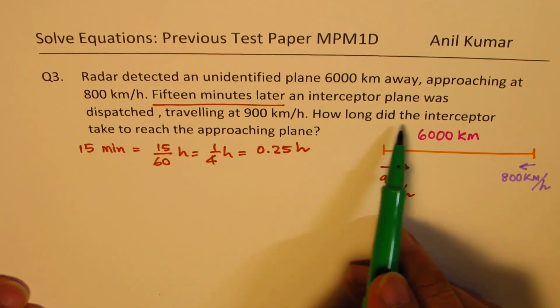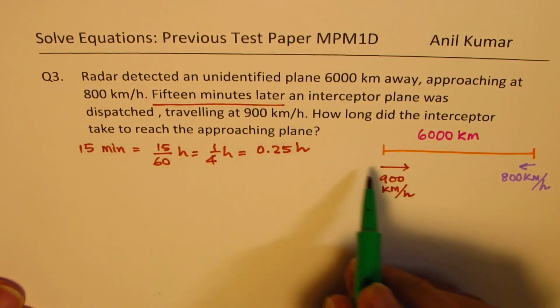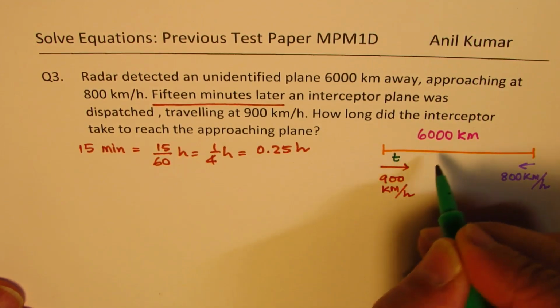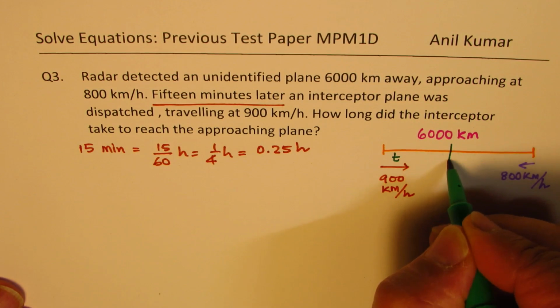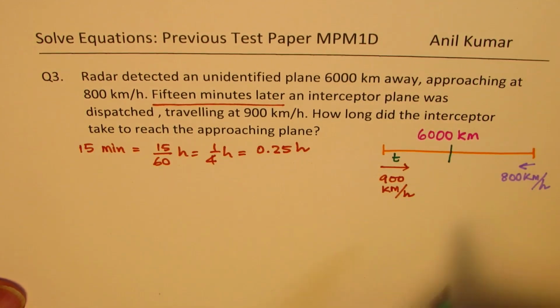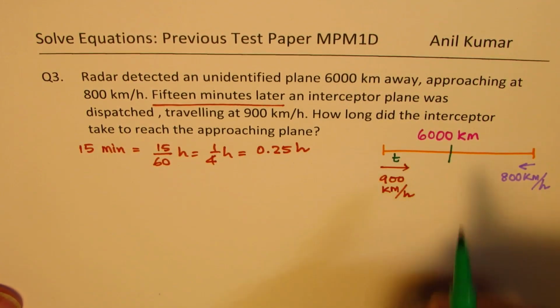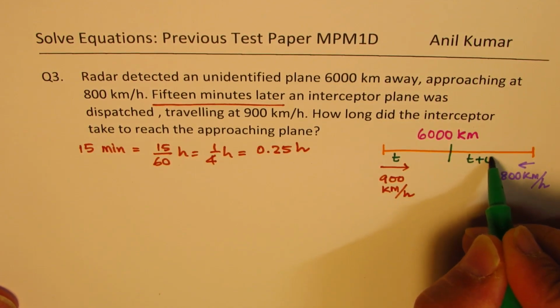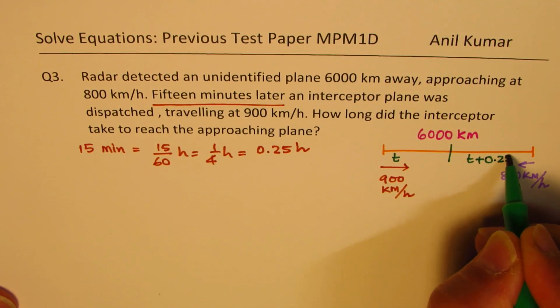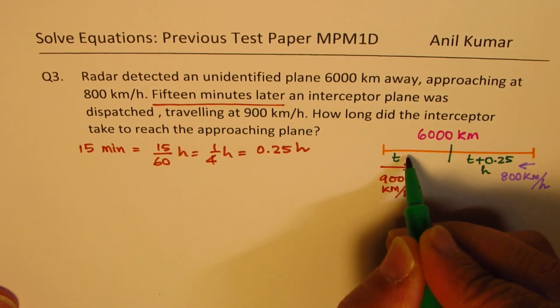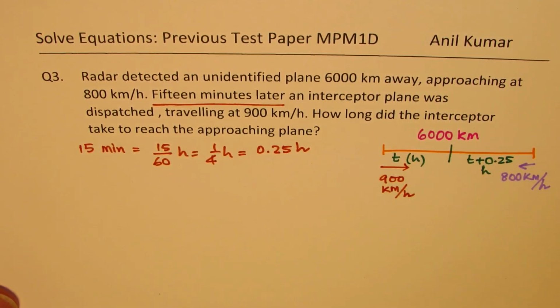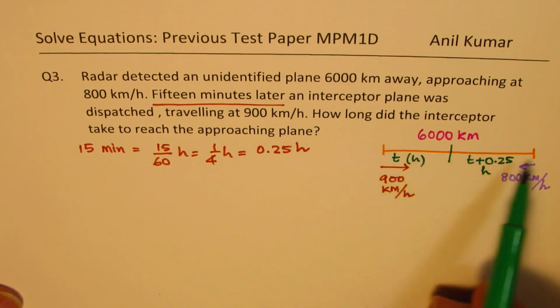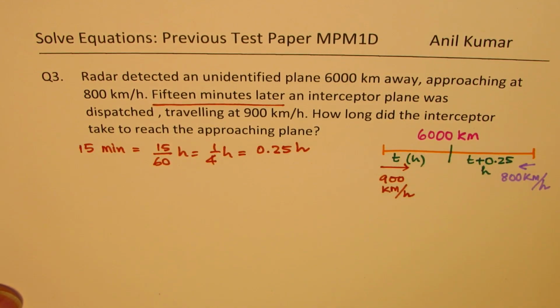How long did the interceptor take? So let's say interceptor took t time, right? So let's say they meet here. So if interceptor travels for t, the other plane travels for t plus 0.25 hours, right? So all are in hours. Clear? And the total distance traveled is 6,000 kilometers. Is the concept clear, right?